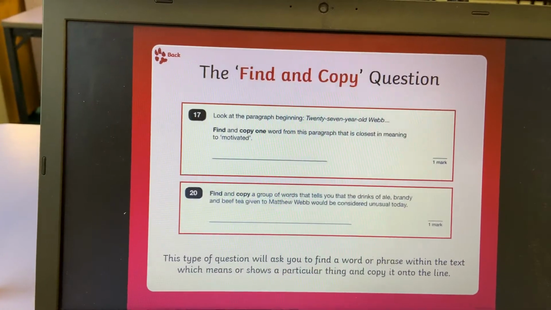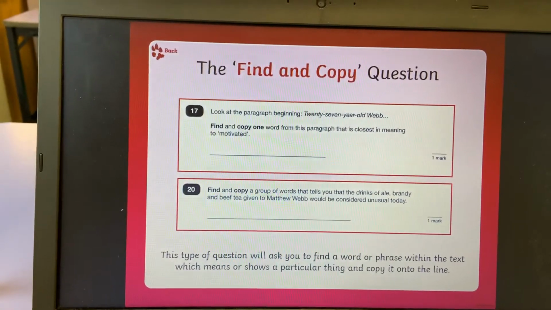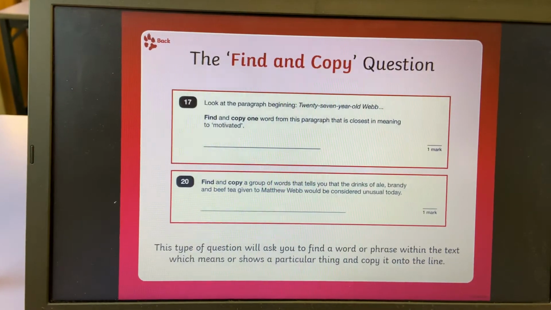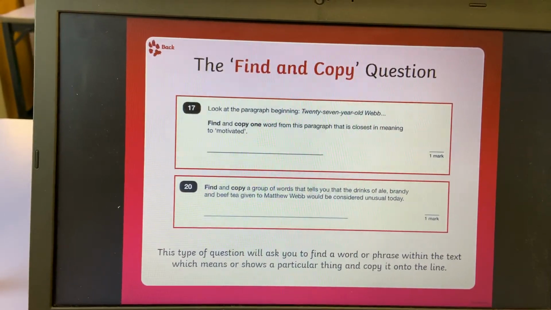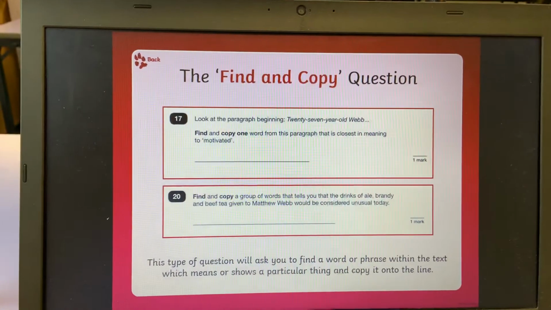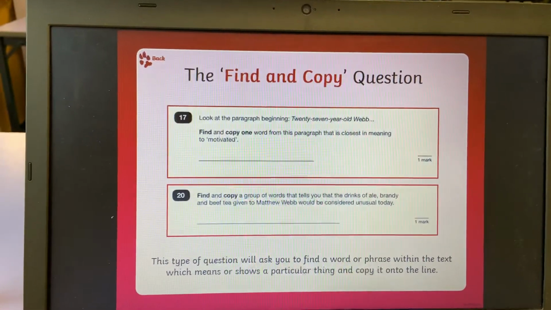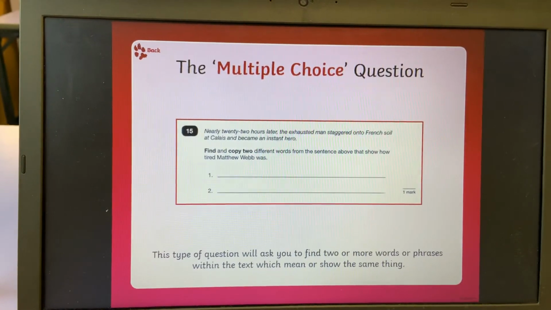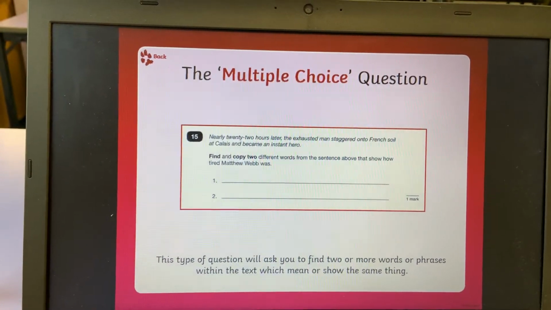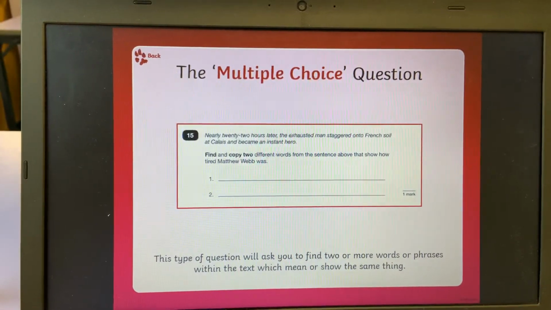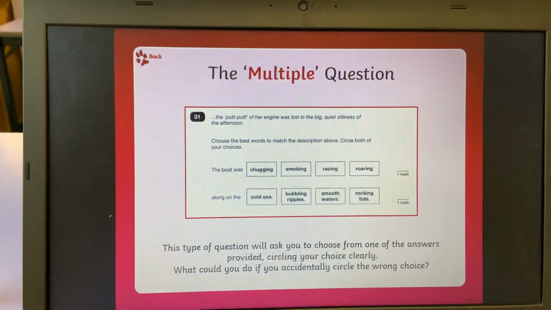Similarly, if it says a phrase, obviously a phrase is a group of words, or find and copy a group of words that tells you that the drinks, etc. It means that all you have to do is locate the word. So it's in the text. All you've got to do is find it and copy it exactly. There might be a multiple choice one, and it'll ask you to find two or more words or phrases within the text that mean or show the same thing. So that will be synonyms. Sometimes you're asked for antonyms, so words that mean the opposite.